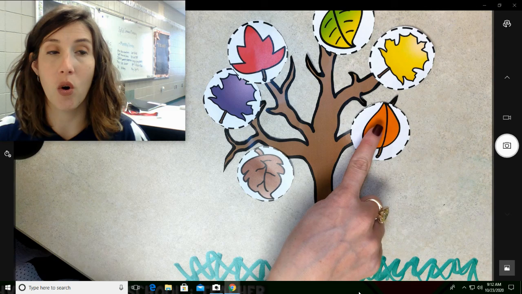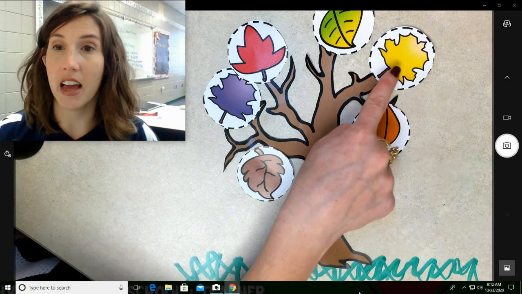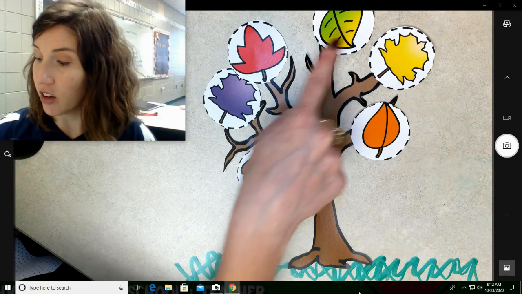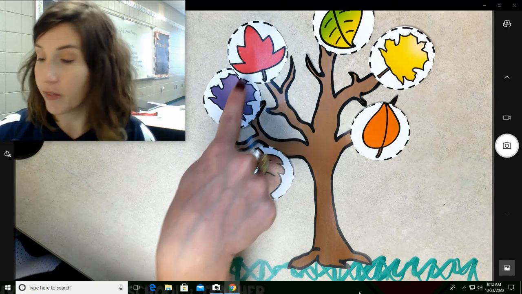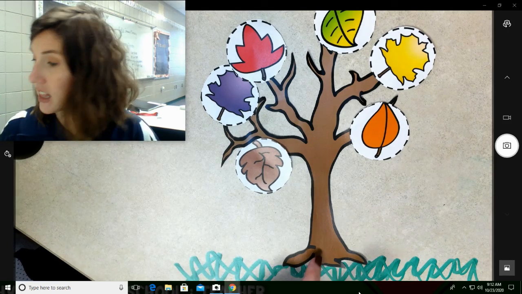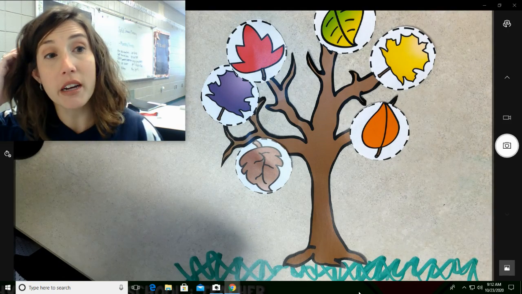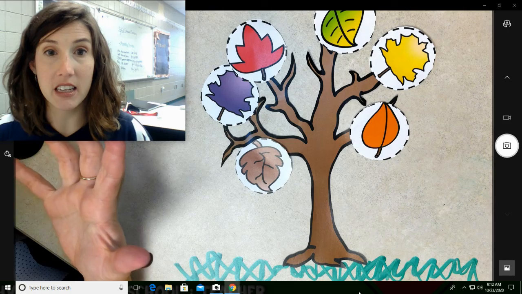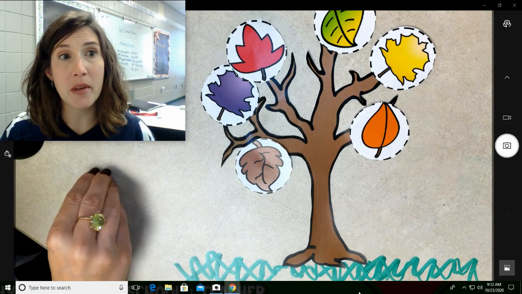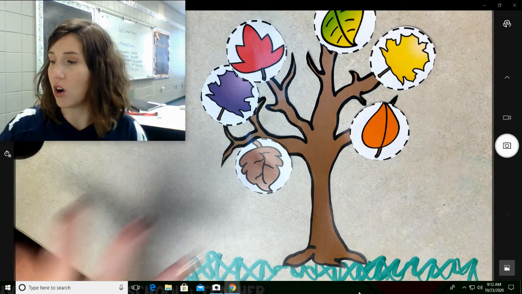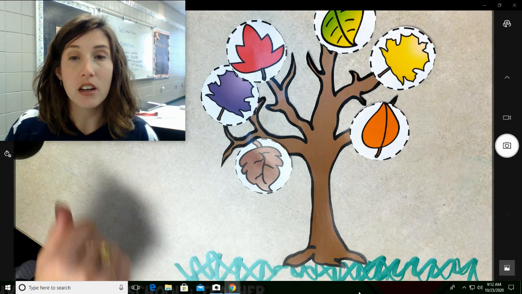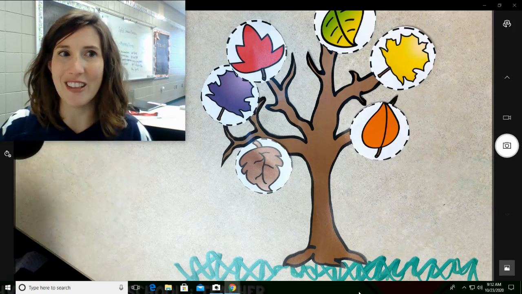I have an orange leaf, a yellow leaf, a green leaf, a red leaf, a purple leaf, and a brown leaf. These leaves are on my tree. Where are the leaves? On the tree. Now, if you remember, my song didn't talk about leaves that were on a tree. They talked about leaves that were on the ground. Or no, falling on the ground.